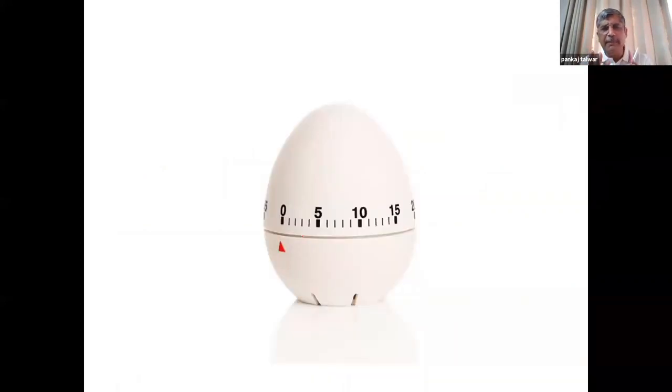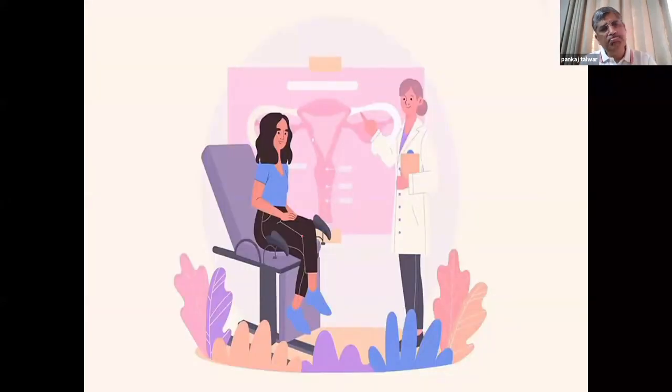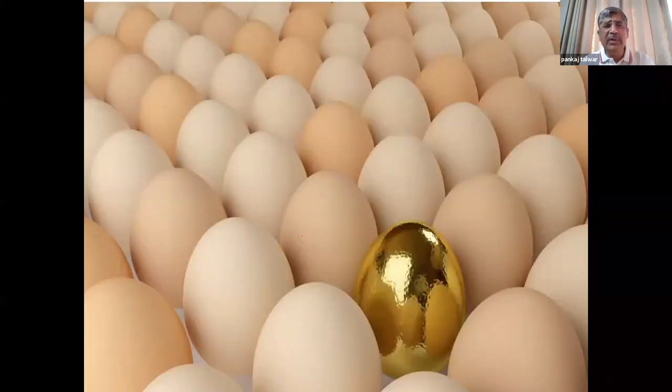So let's look at an egg. Let's take an egg and try to break the shell and see what lies inside an egg and how all these eggs talk to each other. That's the way it goes when a woman comes to us and we want to assess her ovarian reserve. And actually, we are always looking for a golden egg, a golden egg in a woman.